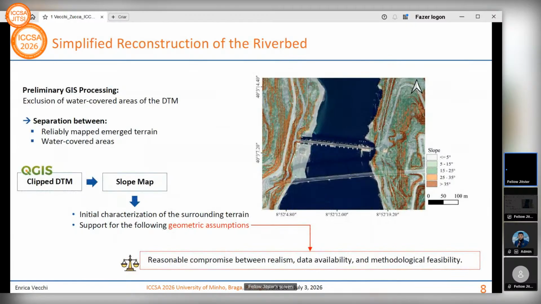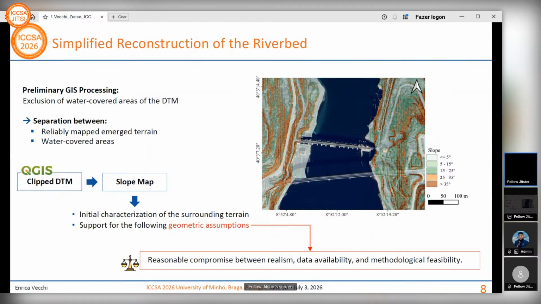The preliminary GIS processing resulted in the exclusion of the water-covered areas. So we separated the part with a reliable height, so the terrain, from the water body. Here you can see the result of the slope map on this clipped digital terrain model, which was the input for the characterization of the surrounding terrain and the support for our geometric assumptions.